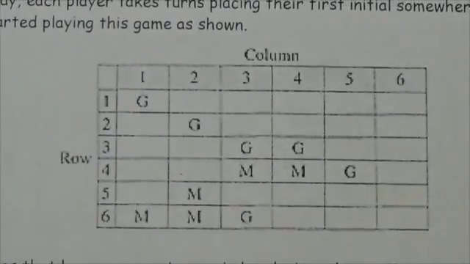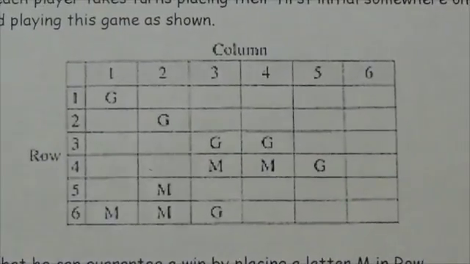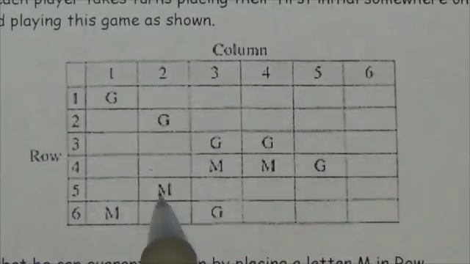Now let's take a quick look at what Michael's doing here. Remember, the goal is to get 4 in a row, and it's his turn right now. So to guarantee a win, we've got to place a letter somewhere where no matter what Gina does, Michael can always put a letter somewhere to put 4 in a row.